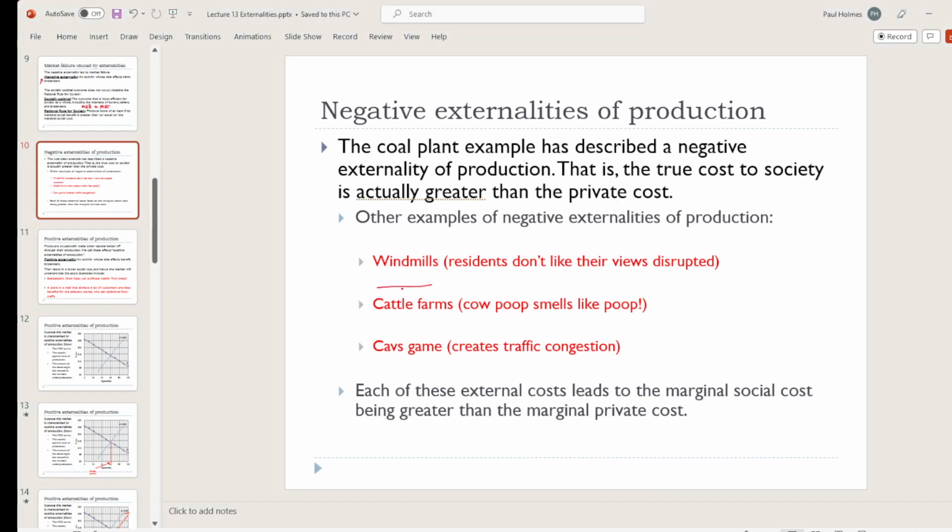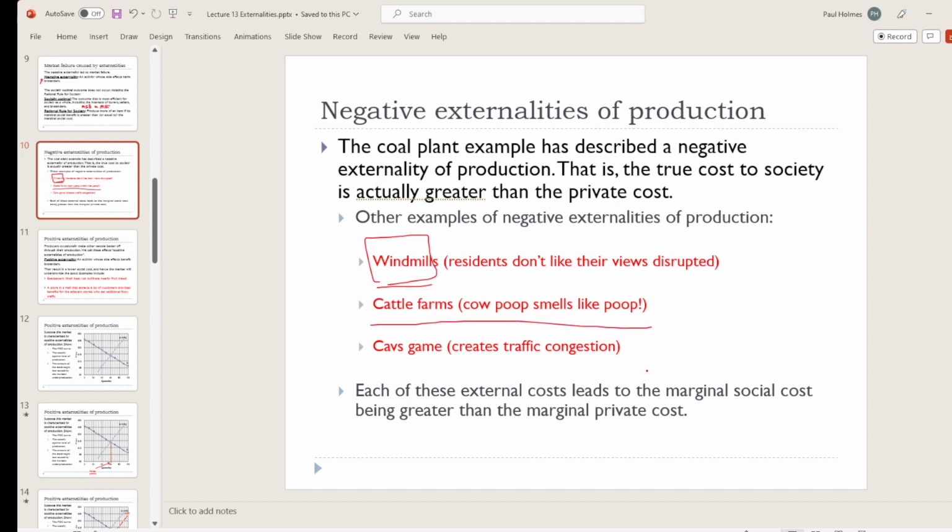Windmills. So windmills that we see out in the country that are used for power production. Big, white, very tall windmills are something that me personally I don't actually mind, but then I don't have to see them from my house. There's lots of people who dislike it when windmills are built close to their house. And so for those people, the windmills have an additional cost of production that's not being taken into account by whoever is building and operating those windmills. That's a negative externality of the production of power from the windmills.